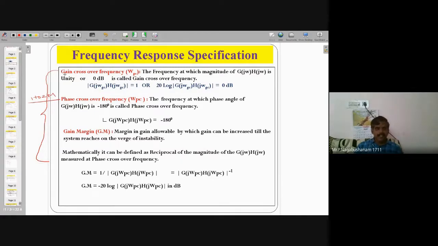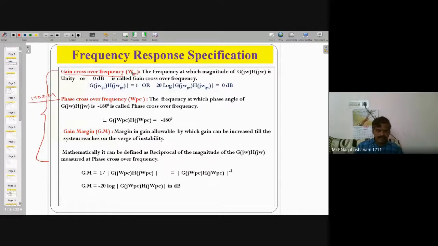Gain crossover frequency. Anyway, it is a frequency only, but it is the frequency at which the plot is going to cross the gain. That's what is called the gain crossover frequency. Omega suffix GC is my notation: omega means frequency, GC, gain crossover.